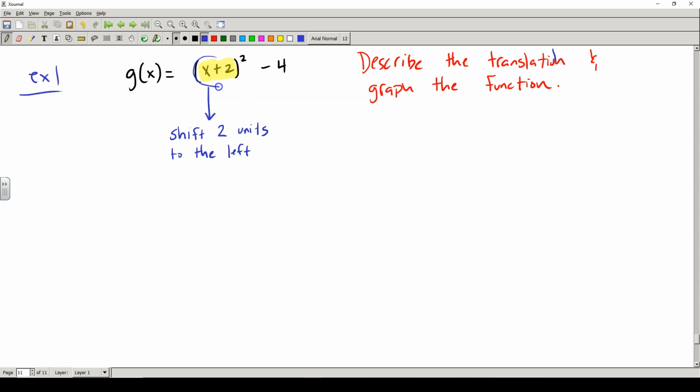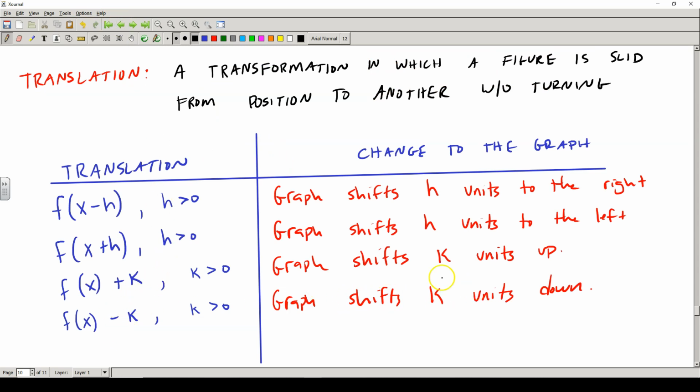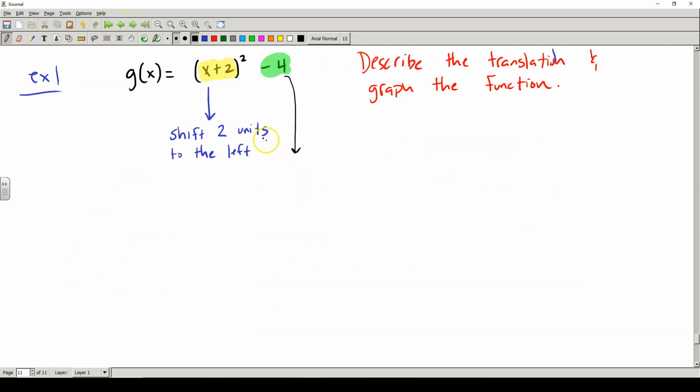Another way you can think about this is to ask yourself, what makes that term 0? Which x value would zero out that squared term? Well, negative 2, right? So it's going to go 2 units to the left. And then the minus 4 right here is a shift down 4 units. That's our k value. This is minus k, so that's going to be k units down. So this is a shift that is 4 units down.